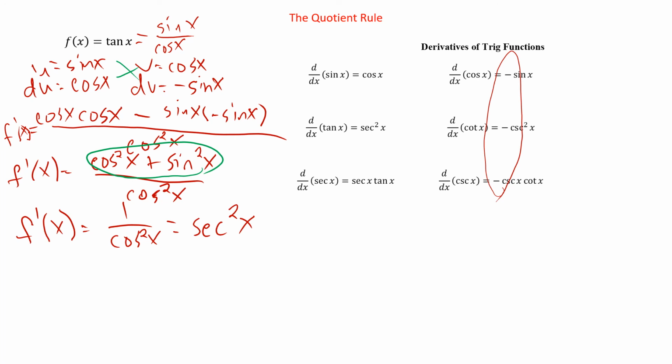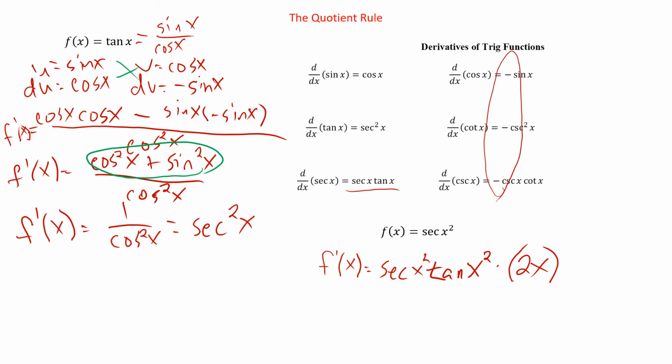And so we can use these, say we want the derivative of secant of x squared. The derivative of secant x will be secant x tangent x. So here we have secant of something, so we'll get secant of something, x squared, tangent of the something, x squared, and then chain rule times the derivative of the x squared, which is 2x. So the derivative of secant of x squared is going to be 2x times secant x squared tangent x squared.